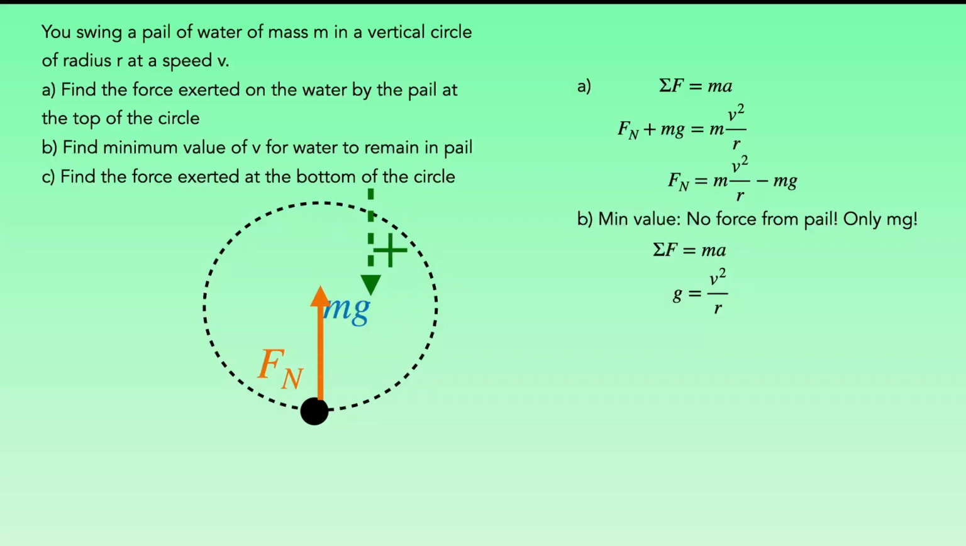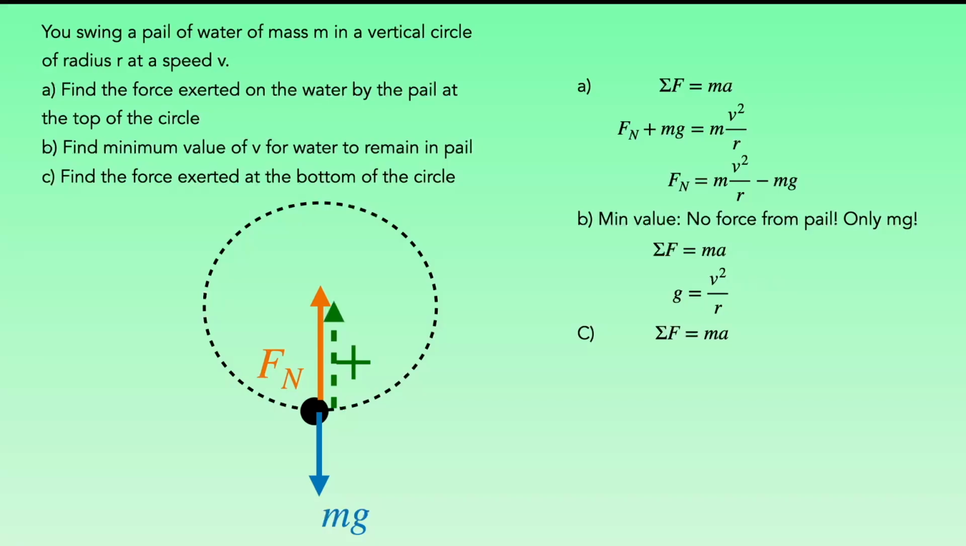Now let's look at the bottom. At the bottom, you still have mg, but it's pulling down away from the center of the arc. Normal force is pulling up. It has to pull up much harder because it's opposing mg. Notice these two are not in equilibrium or the object wouldn't turn. So again, we see a circular arc. We've got to be thinking of disequilibrium. We've got to be thinking of an acceleration.